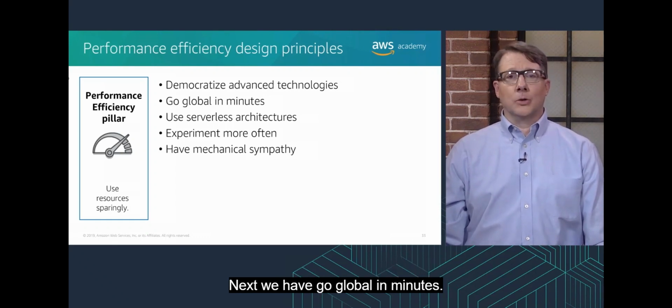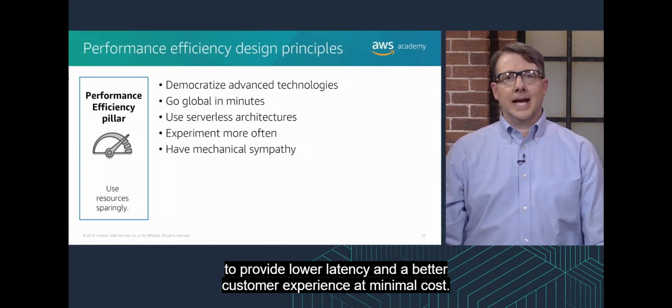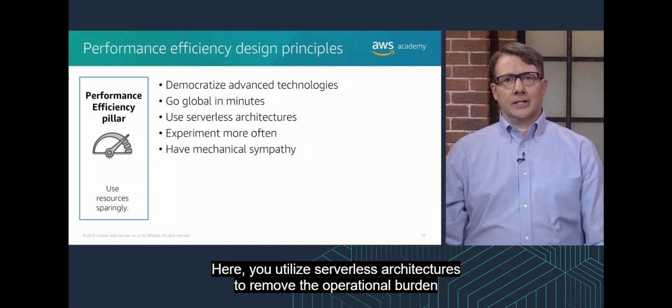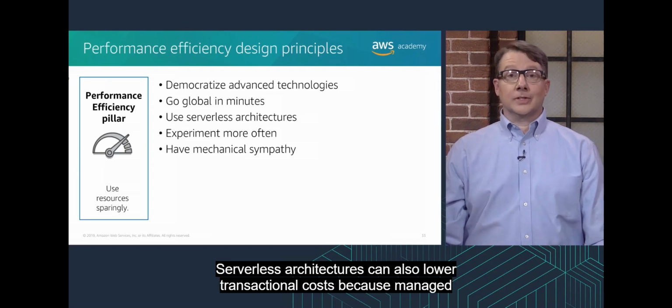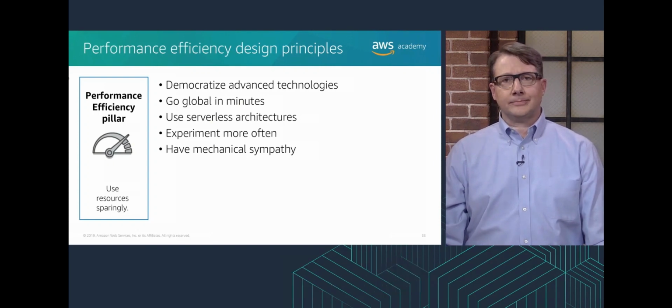Next, we have Go Global in Minutes. This is where you deploy systems in multiple AWS regions to provide lower latency and a better customer experience at minimal costs. Next up, use serverless architectures. Here you utilize serverless architectures to remove the operational burden of running and maintaining servers to carry out traditional compute activities. Serverless architectures can also lower transactional costs because managed services operate at cloud scale.